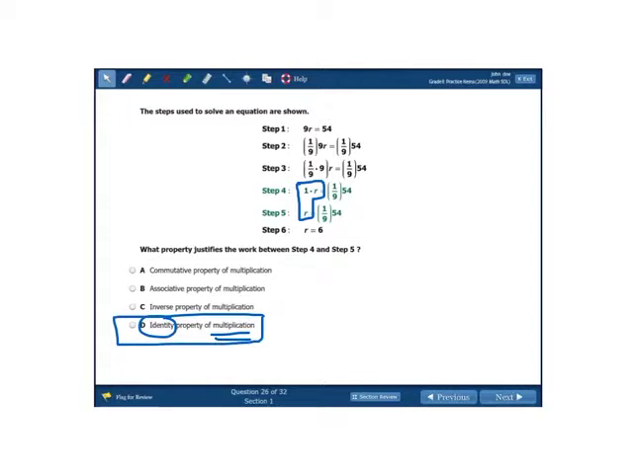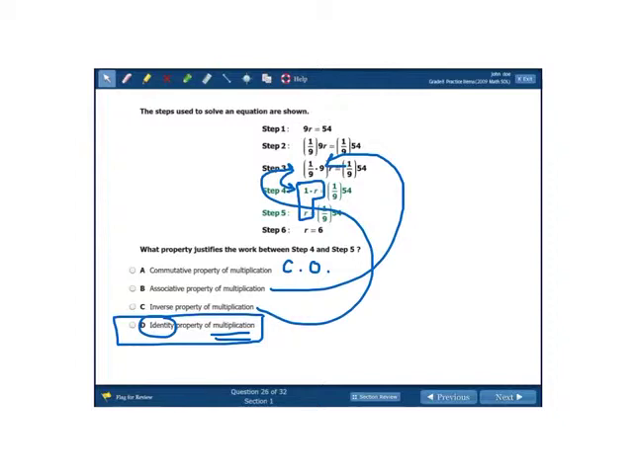That's identity of multiplication. Commutative, remember C for change, O for order. Associative would be what you see right here when they change that grouping. Inverse would be what you see right here when they change that to a 1, because the 1/9 times 9 is 1. But it's identity that we're specifically looking at for steps 4 to 5.